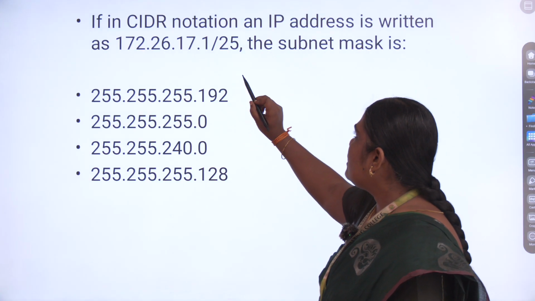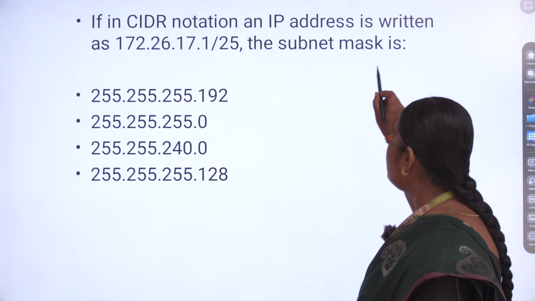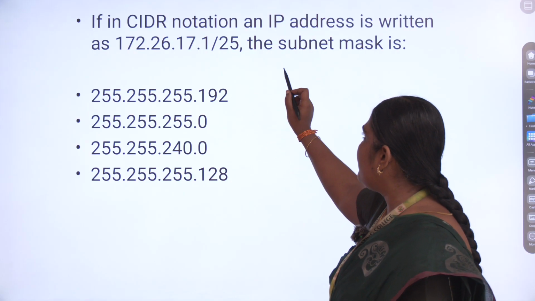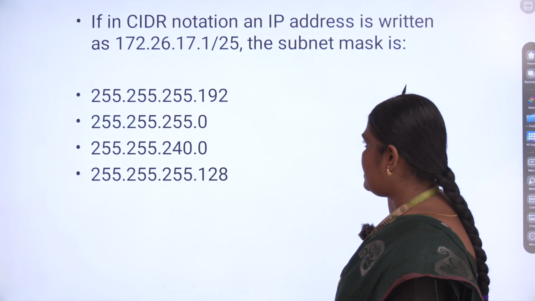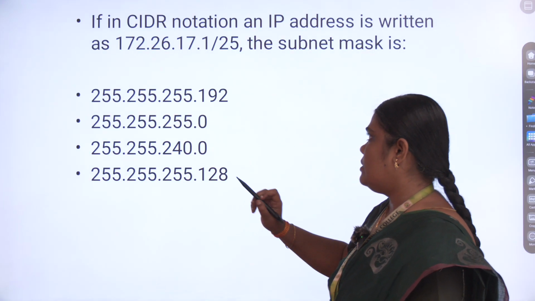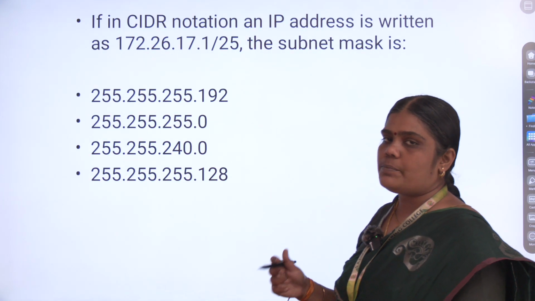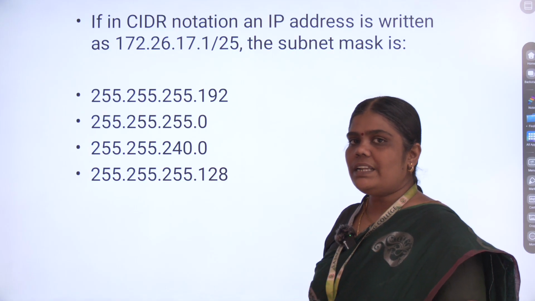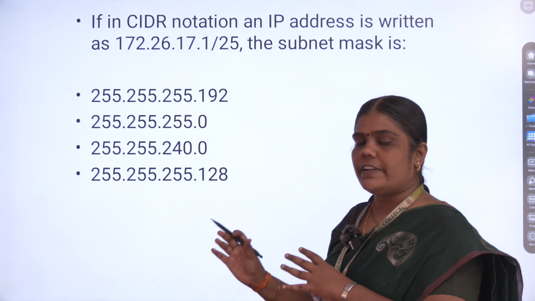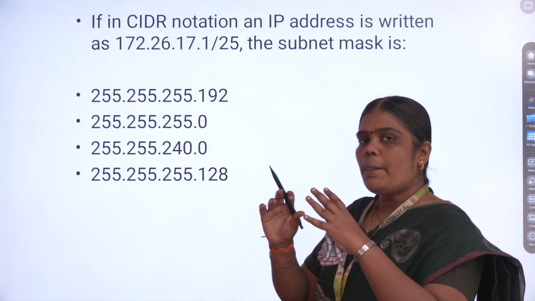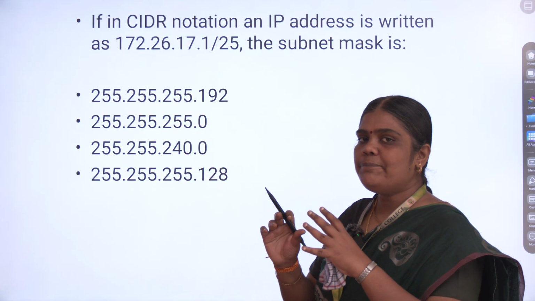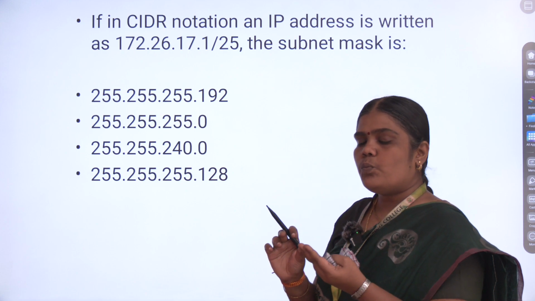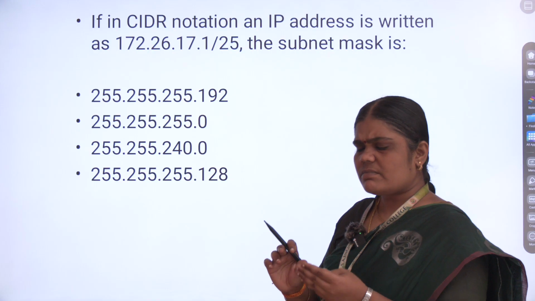If in CIDR notation an IP address is written as 172.26.17.1/25, the subnet mask is, they have given some options. Here they are asking for the subnet mask. Already I told you, network ID is nothing but each and every group of network connected to one router or one other WAN or MAN network.